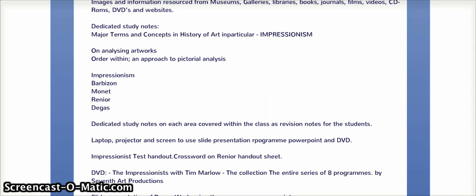I used the school laptop, projector and screen to use slide presentation programs such as PowerPoint, and also to use the DVD. I also used a DVD on Impressionism with Tim Marlowe.